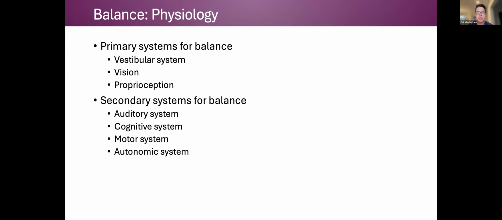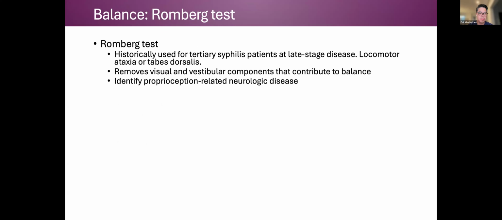Cognitive systems is why we see patients who are older with decreased cognitive reserve have more issues with balance, because you need that attention and executive function. The motor system, of course, this is important, and also why patients who are older and more frail have issues with balance. And then the autonomic system, like you mentioned, blood pressure regulation, those positional changes in blood pressure, all of these systems coalesce into balance.